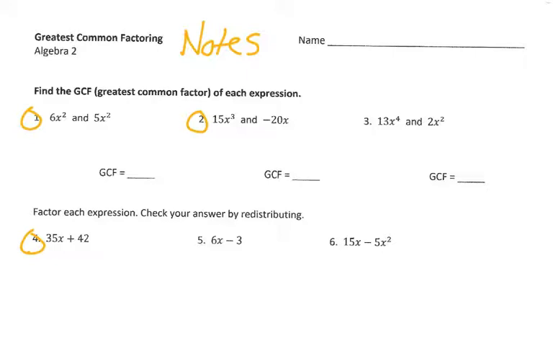So if we take a look at number 1 and 2, we're trying to find the GCF, or the greatest common factor of each of them. So when you do this, you always want to check to see if the numbers have anything in common. And then after that, you want the variables.